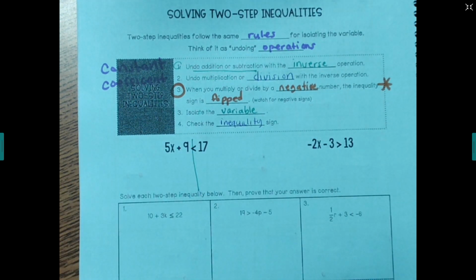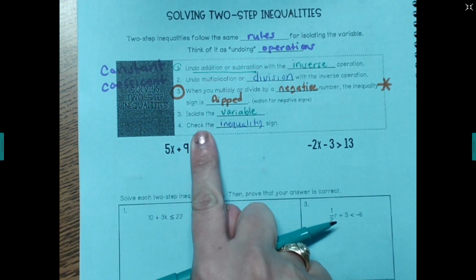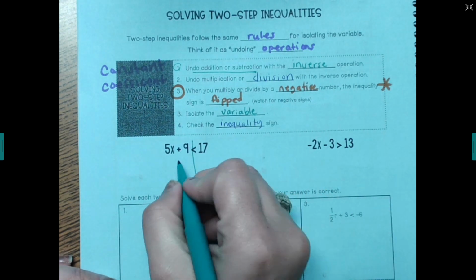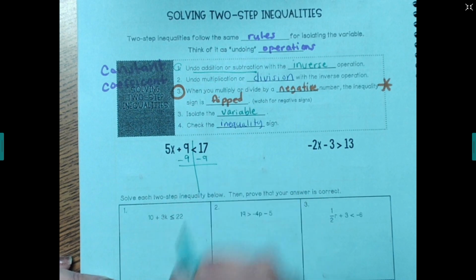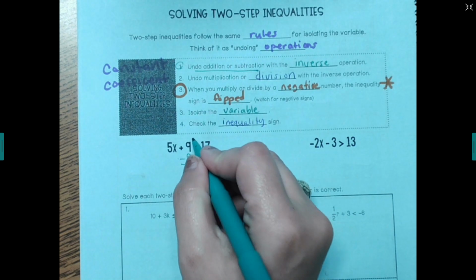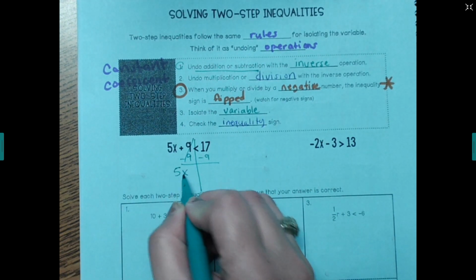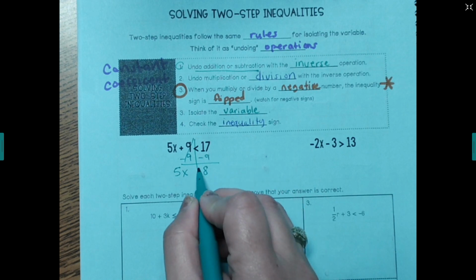Now I'm going to look for my plain number. That positive 9 is your plain number. The opposite or the inverse is to subtract 9. Again, this is just like equations. 9 minus 9 cancels out, which is exactly what I want. I'm left with 5x. 17 minus 9 is 8.